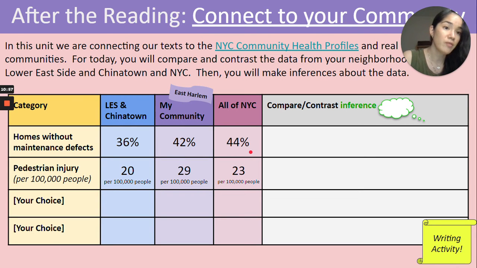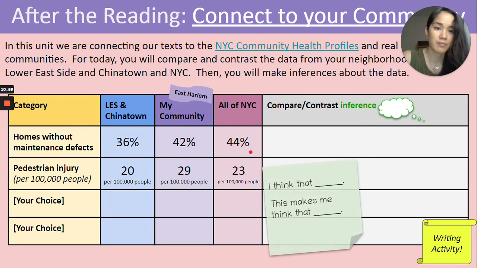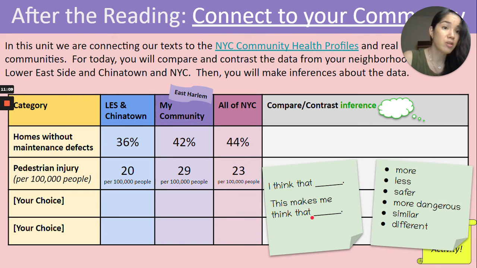And we can use some vocabulary to help us with our writing. So when we talk about our thoughts, our inferences, we can say something like, I think that, or this makes me think that. We can also use some vocabulary to talk and describe the different neighborhood conditions. More, less, safer, more dangerous, similar, or different.